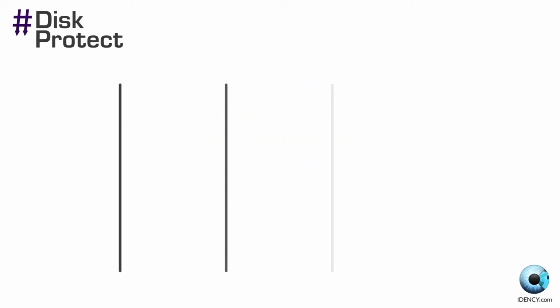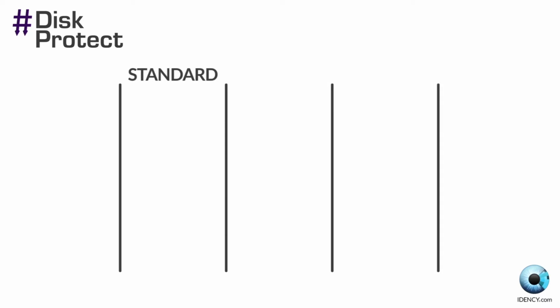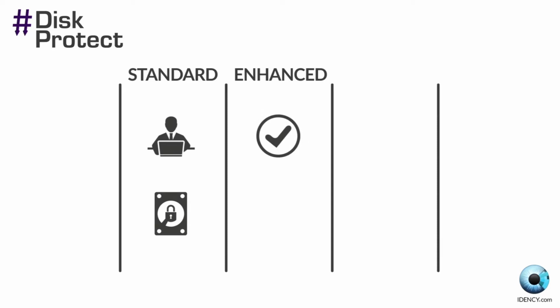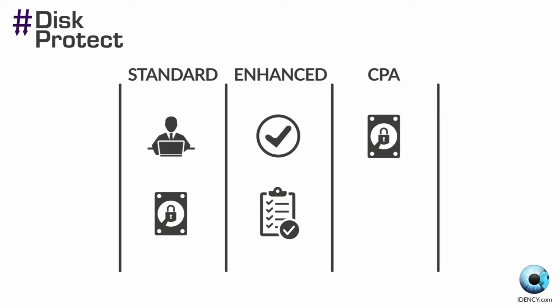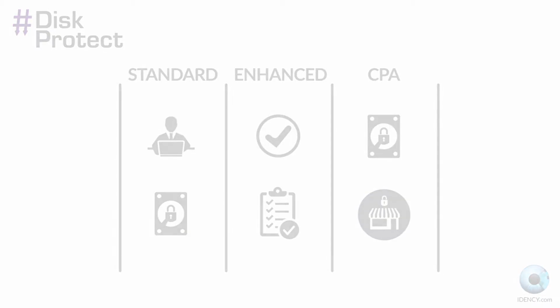Disk Protect has three versions. Standard, ideal for most general users, a full disk encryption solution to protect data at rest held on desktops, laptops, tablets and servers from theft or loss. Enhanced is CAPS approved to handle protectively marked data to enhanced grade. CPA, a commercial product assurance approved full disk encryption solution for desktops, laptops, tablets and servers to protect official data from theft or loss.